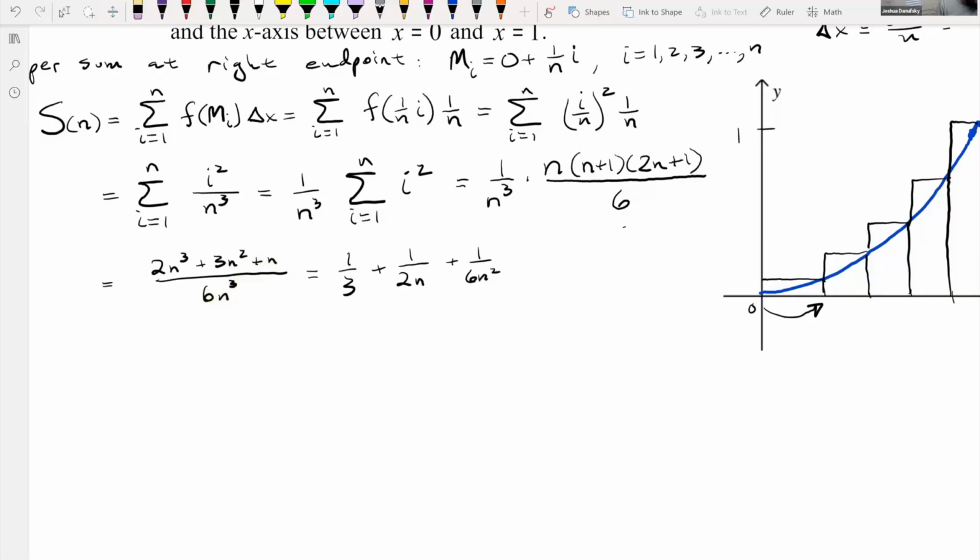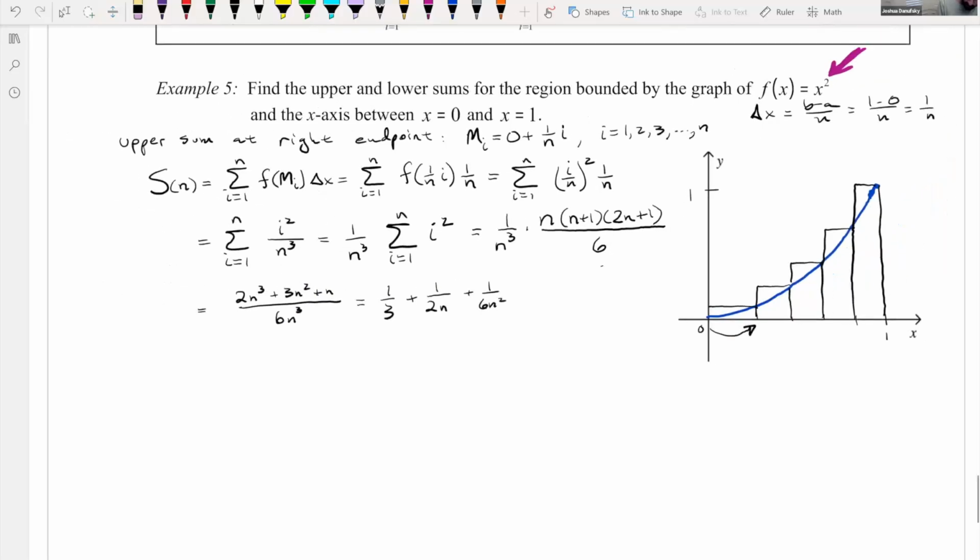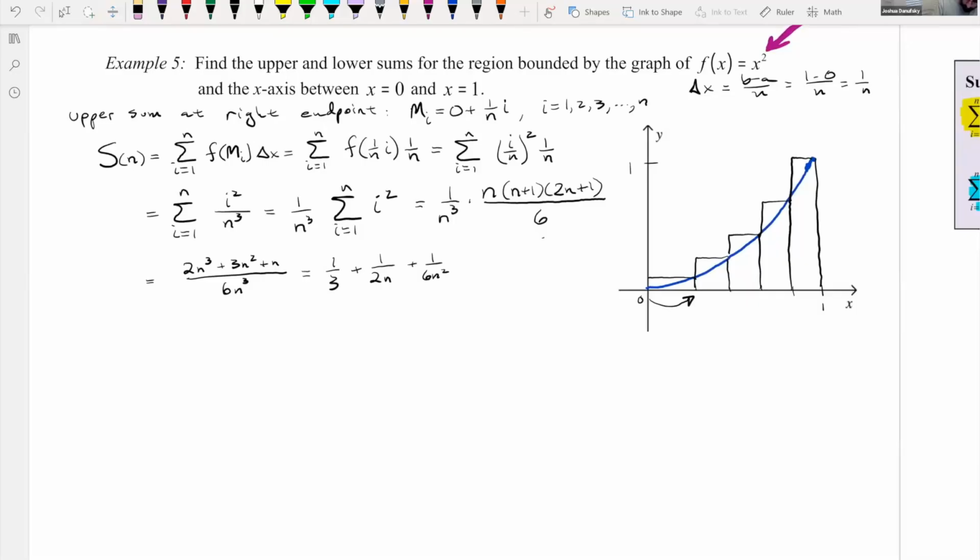And so there is an expression that gives us the upper sum, meaning you can choose any n you want. You can do 10 rectangles, 20 rectangles, 50 rectangles, 100 rectangles, 1,000 rectangles. You can find the sum of the areas of that many rectangles by simply plugging the number of rectangles into this expression. It's a very powerful expression. Let's do it again for lower sums now.